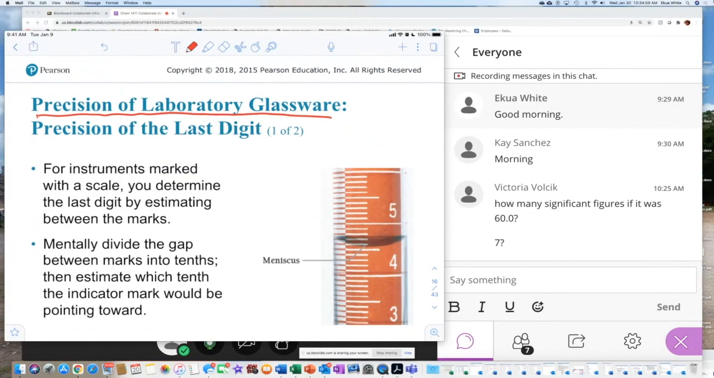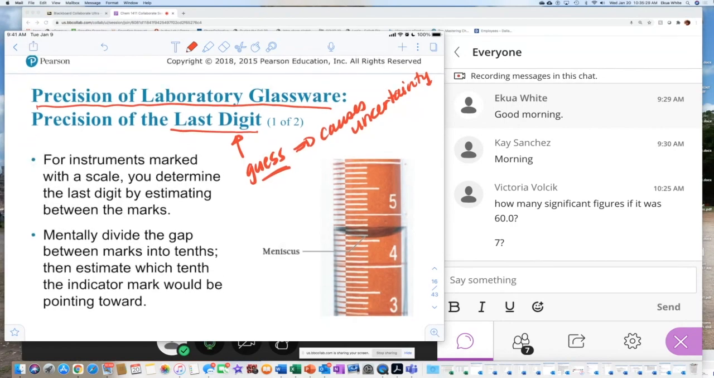Can you trust the glassware? Are you using the correct glassware? And the last digit. Why are we focusing on the last digit? This is usually the one that you guess, the one that causes uncertainty. Because when you're guessing, you don't really know, right? We can't trust you in anything. So the one that you guess is the last digit.